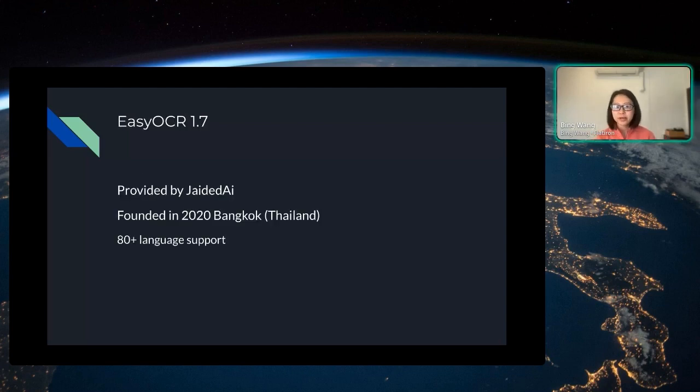And the third player I found, which did a very good job, is called Easy OCR. So that's a relative newcomer in the industry. It's provided by Jaided AI, founded in 2020 in Bangkok. I cannot find too much information about who the investors are. Very mysterious company, but they did do a very good job in my initial analysis. They also support 80 plus languages.